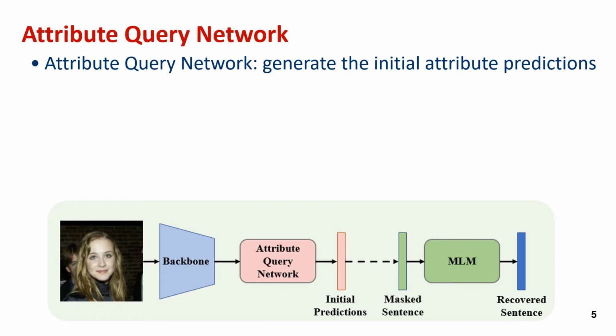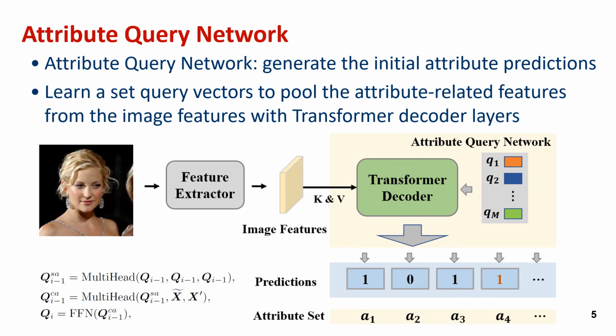To address this issue, we introduce an attribute query network to generate the initial attribute predictions. These predictions are then treated as pseudo-labels and used as input to the masked language model in the training and testing phases. Our attribute query network learns a set of query vectors. Each query corresponds to an attribute type.